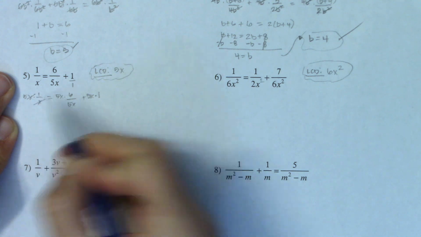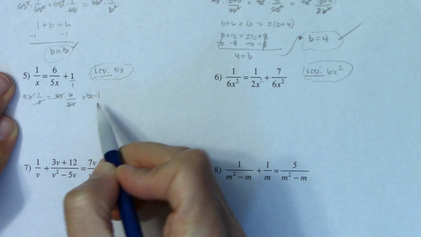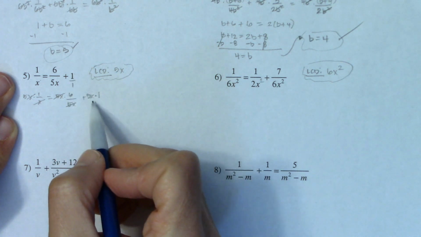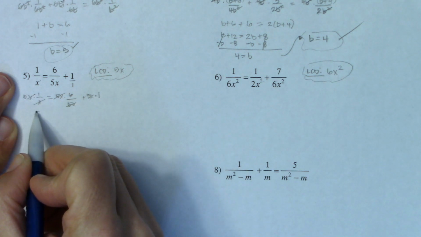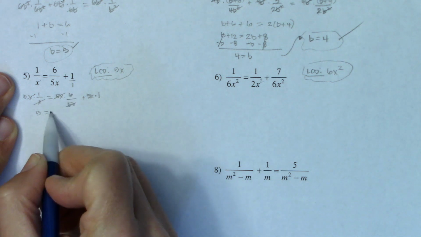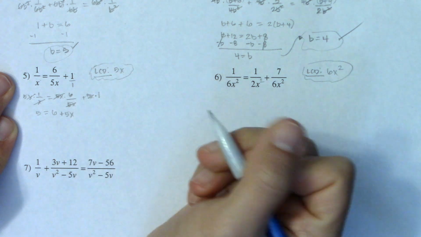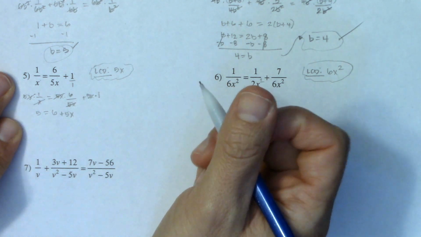I can see the x's cancel here, the 5x's cancel here, and there's nothing to cancel in this last term because, yeah, I can write it as a fraction with 1 over 1, but it's really not a fraction. So let's see what we have left over. We have 5 times 1, which is 5. I have 6 here, and 5x times 1 is 5x. I have a linear equation, so I'm going to go ahead and just solve for x.